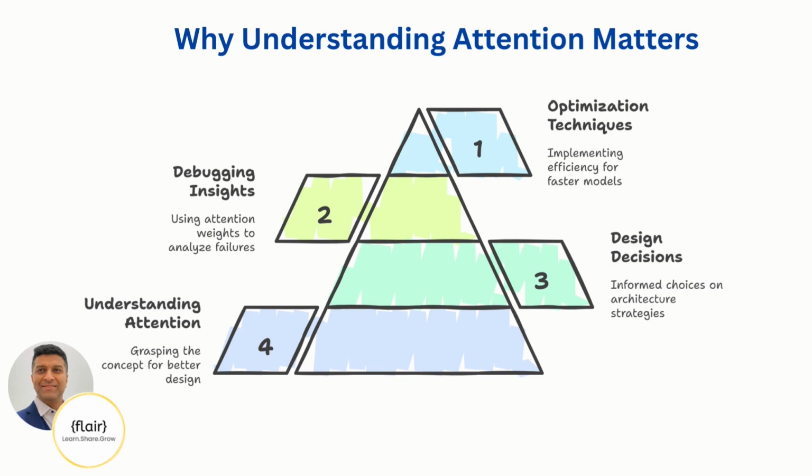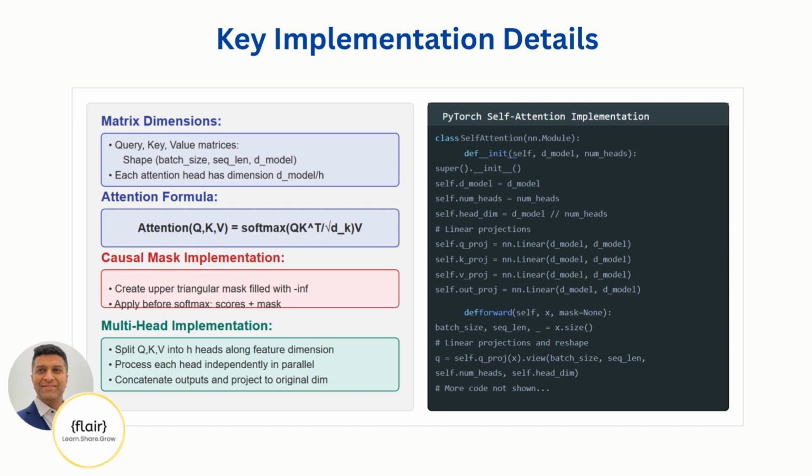So, why should engineers deeply understand these mechanisms? First, for better design. When you understand attention, you can make informed architecture decisions: how many heads to use, embedding dimensions, positional encoding strategies. Second, for debugging. When your model fails, attention weights give you a window into its decision making process. You can literally see what your model is focusing on. Third, for optimization. Understanding attention lets you implement efficiency techniques like sparse attention or kernel fusion, making models faster and more memory efficient.